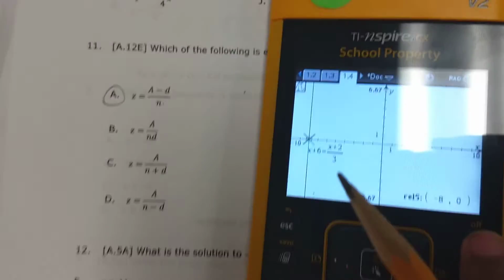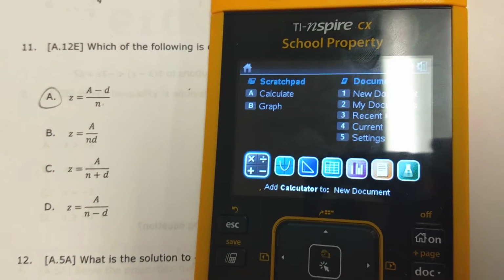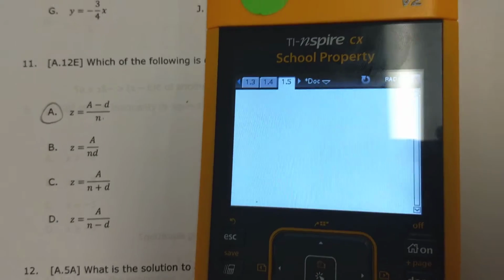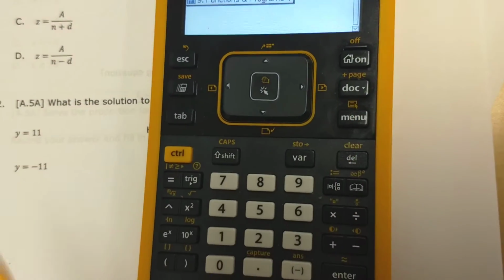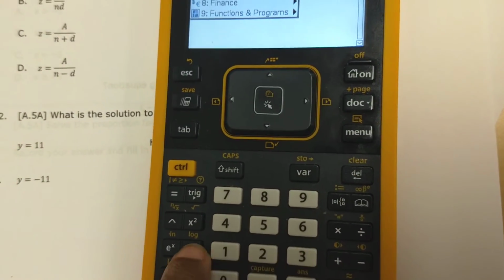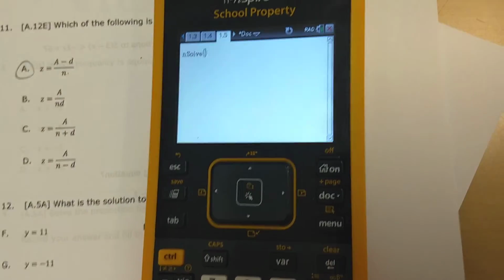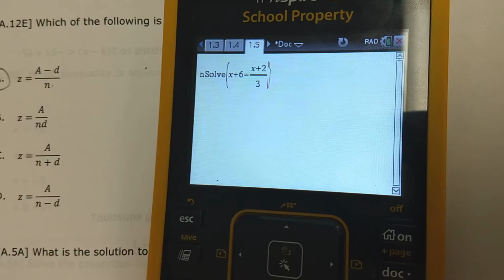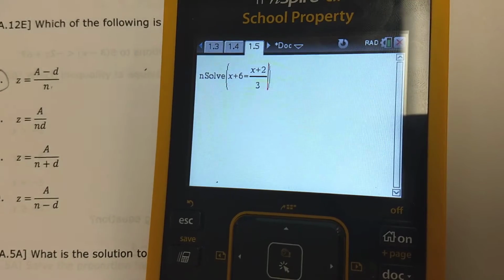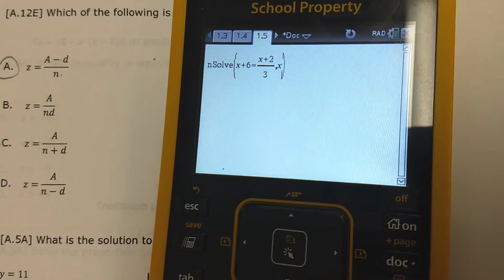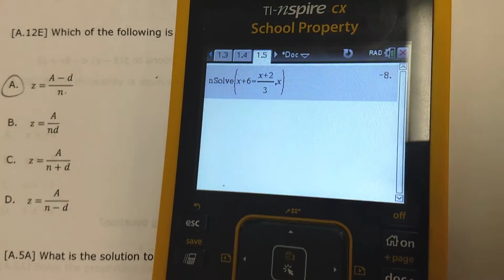Another way that I can do it in the calculator is I can go to calculator, and I can type it in through InSolve. Menu 3, 1. Okay, I would type that in again and make sure that I don't forget comma x. Enter, and I get negative 8.